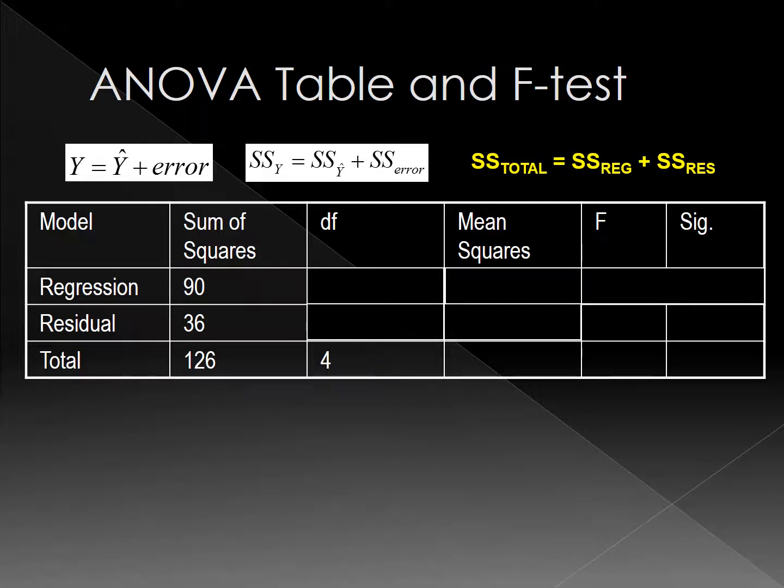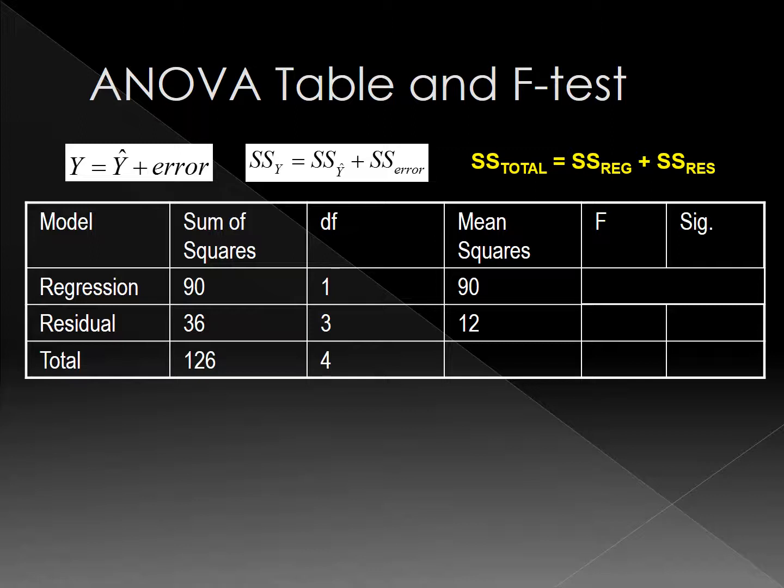DF total is n minus 1, which is 4. DF residual is n minus 1 minus 1, which is 3. DF regression is 4 minus 3, which is 1. The next column is called mean squares. It is the sum of squares divided by DF. Mean square for regression is still 90. Mean square for residual is 36 divided by 3. It is 12. We don't need mean square for total.